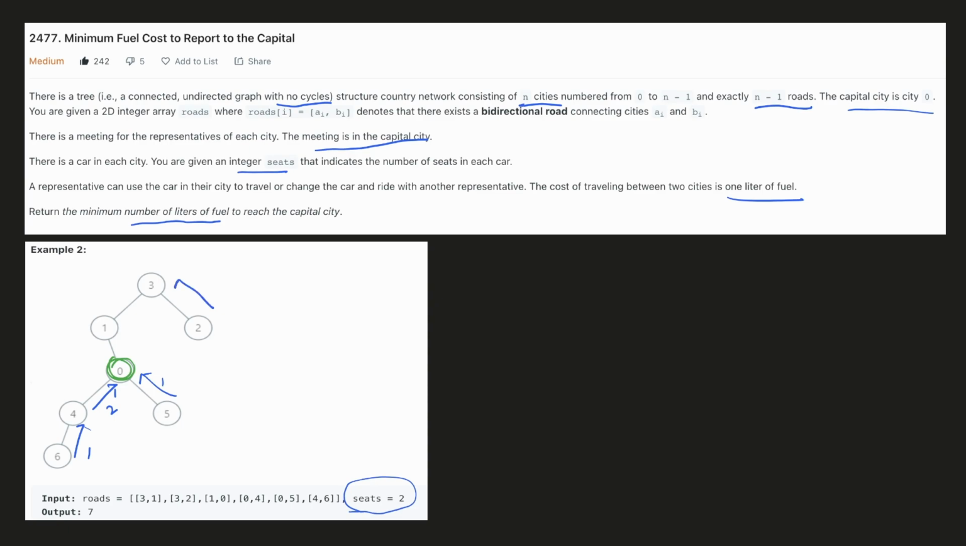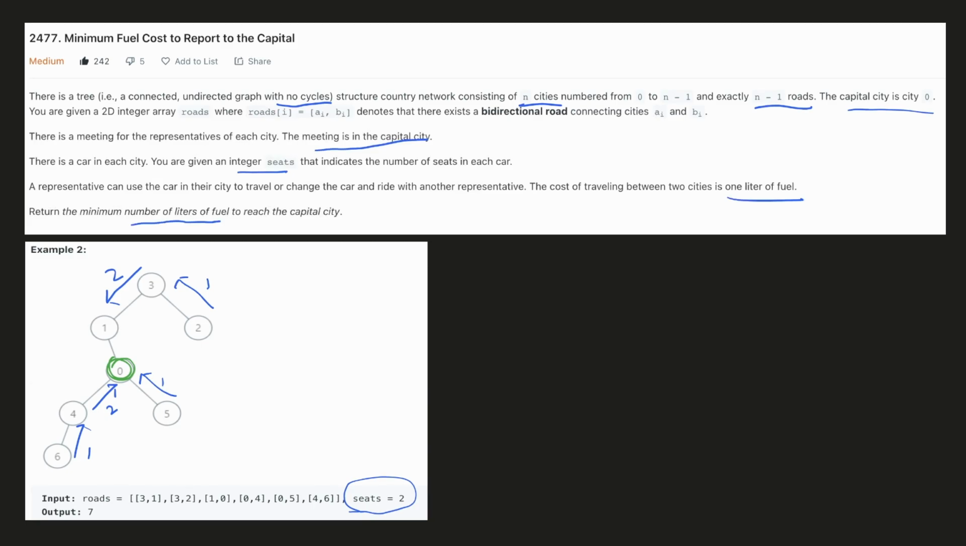From city 2, one person would go to city 3 consuming 1 liter of fuel. And from city 3, two people will pool their car and go to city 1 using one car. At city 1, there will be 3 people, person 3, person 2 and person 1.